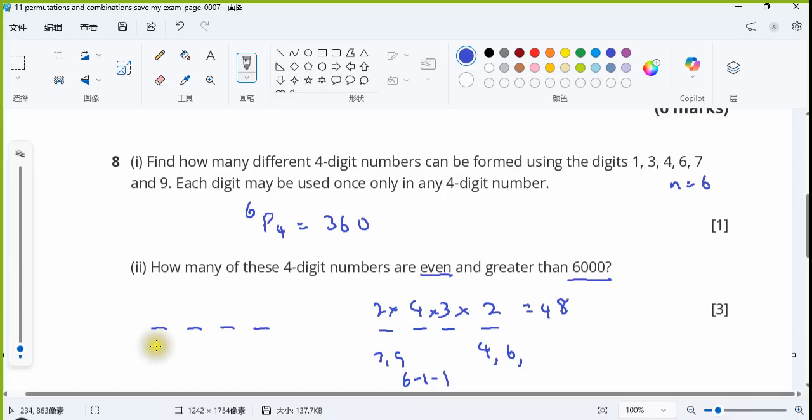And then we have the start with 6 here, then we can end with 4 only. 1, 1. Then 6 minus 1, 4, 3. So this is 12. So we have 48 plus 12, which is 60.